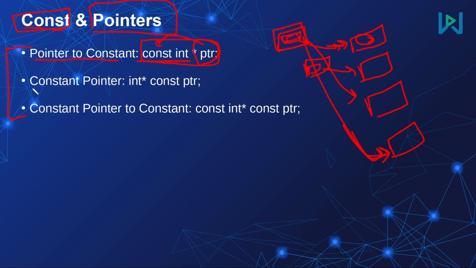Second use case is const pointer. And this is an example of a declaration of const pointer to an integer. Now, this second use case is the other way around from the first one. So the pointer itself cannot be modified. However, the content of the variable that we are pointing to can be changed.